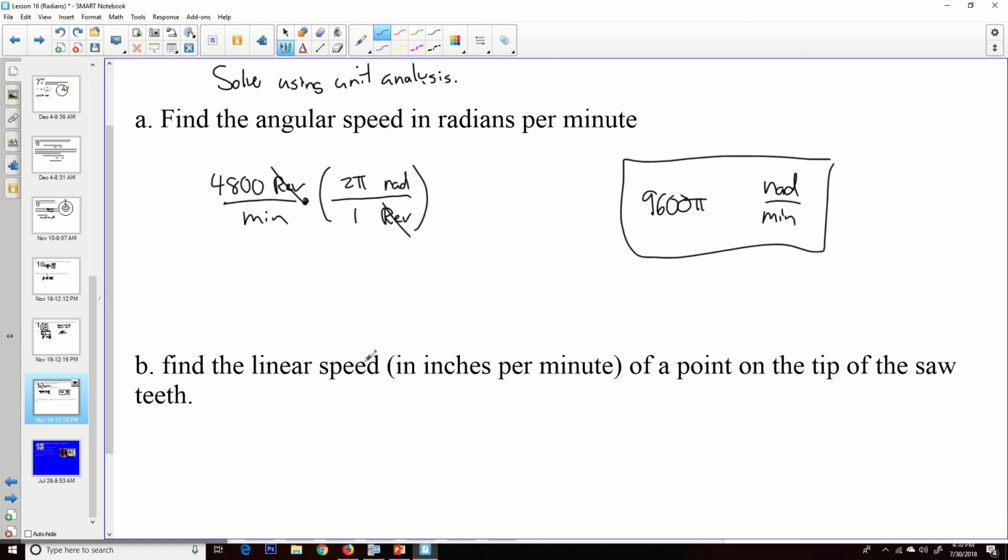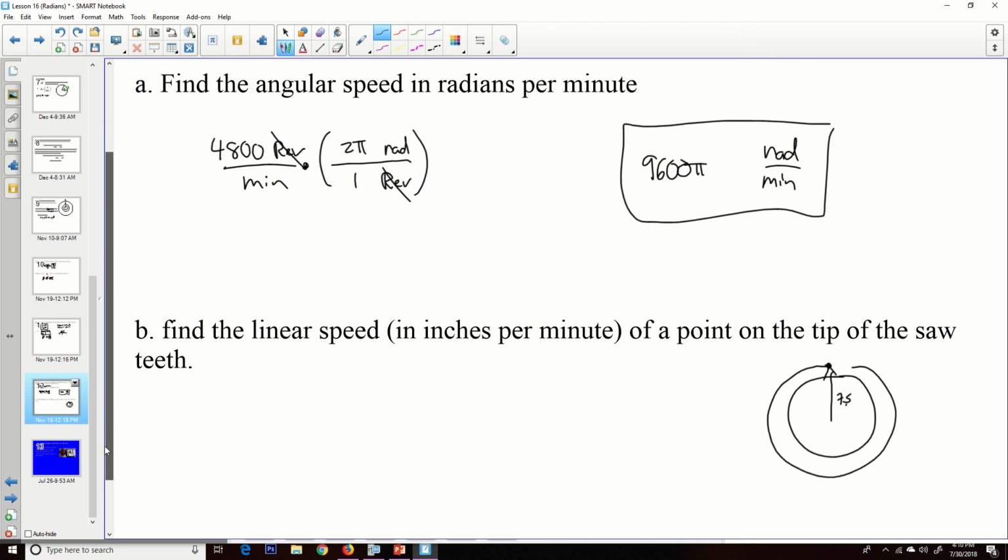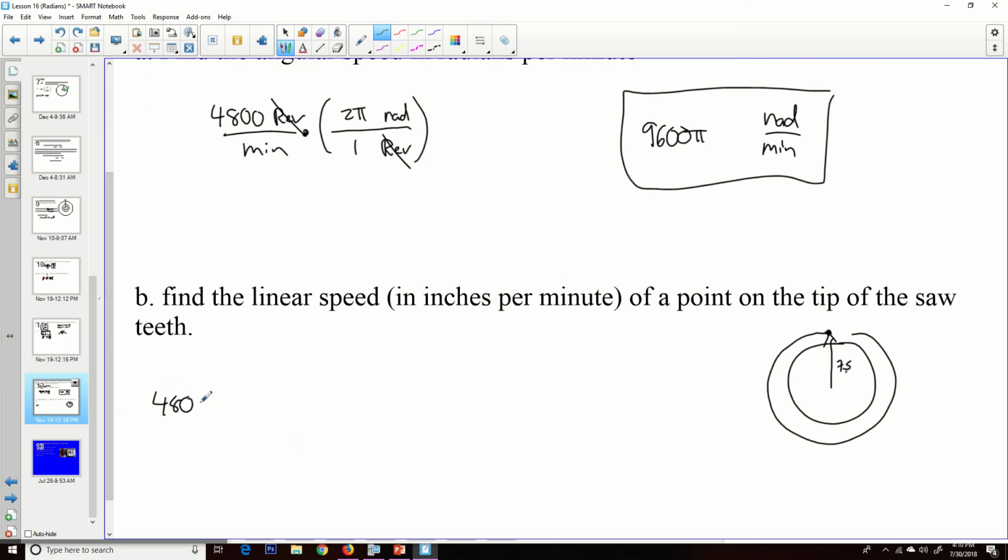Find the linear speed in inches per minute of a point on the tip of the saw. So you've got this saw with teeth on it. I'm not going to draw it. And this radius here is 7.5. They want us to figure out the linear speed in inches per minute. So we start once again with 4,800 revolutions per minute, and we want to get to inches per minute. The good news is minutes on the bottom, minutes on the bottom. All we have to do is convert revolutions into inches.